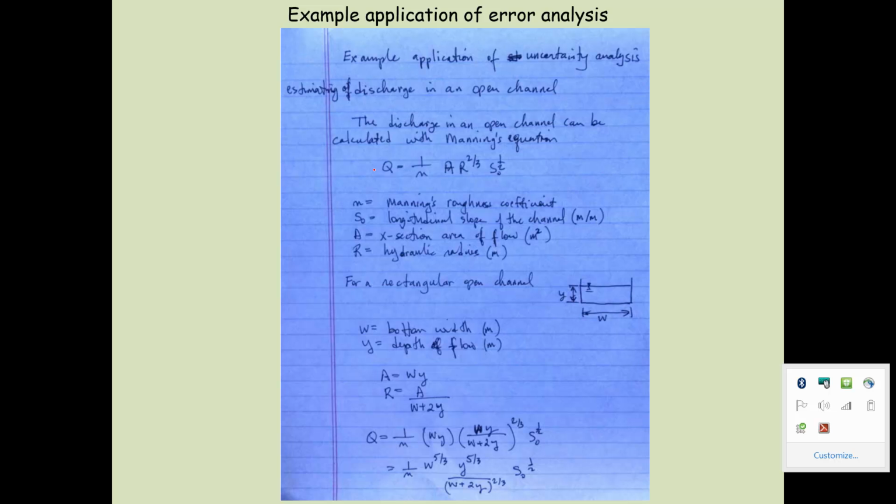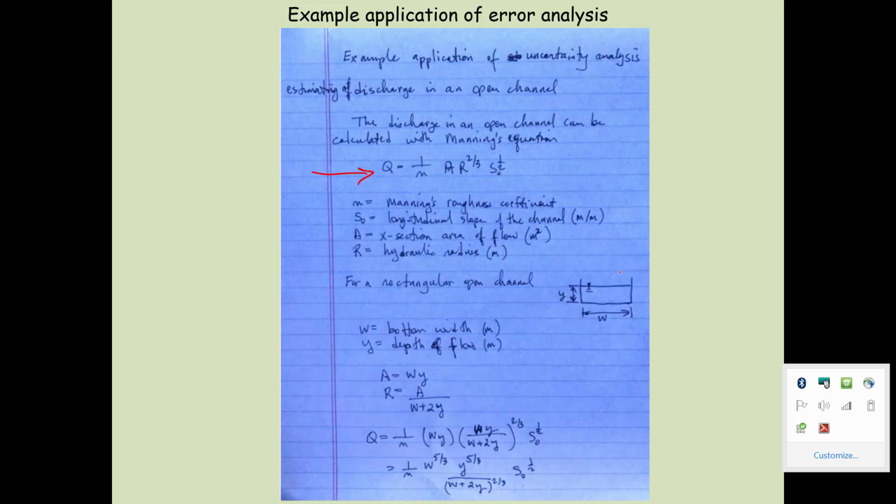So the discharge in an open channel can be represented by the empirical formula, Manning's equation. That is, Q, the discharge, is equal to 1 over n times A times R to the 2/3 times S0 to the 1/2. Here n is Manning's roughness coefficient. S0 is the longitudinal slope of the channel. It's just a dimensionless quantity, so many meters per meter of channel length. A is the cross-sectional area of flow, which has square meter units, and R is the hydraulic radius, which is just the area divided by the wetted perimeter of the channel, which would have units of meters.